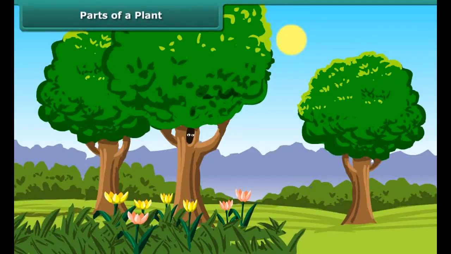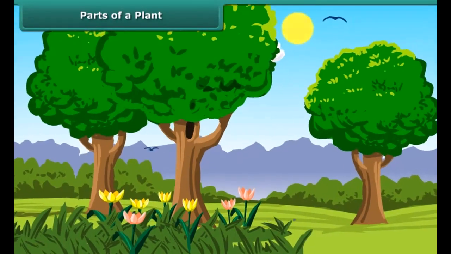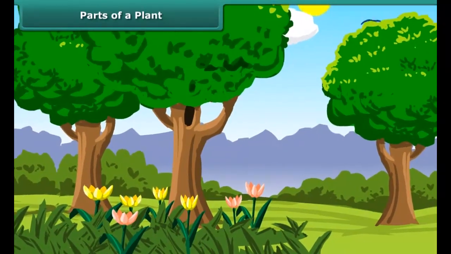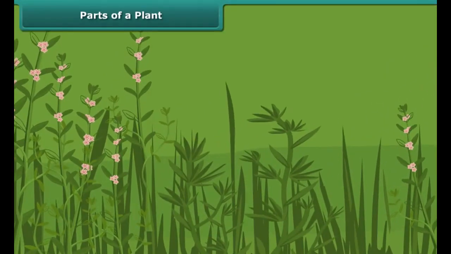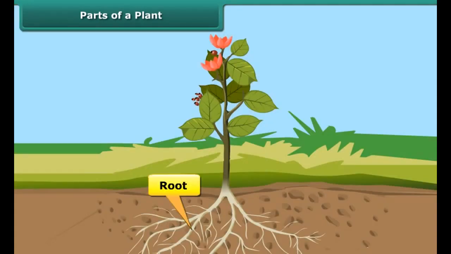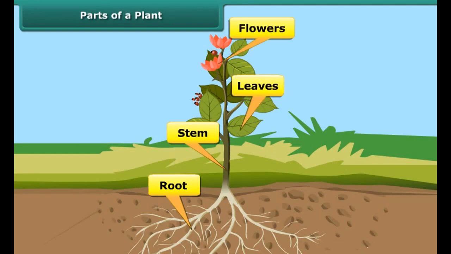Plants are living organisms that make life possible on Earth. Plants provide fruits, vegetables, flowers, wood, and medicines. Different parts of different plants are used by human beings and animals for their existence. A plant body has four main parts: root, stem, leaves, and flowers, with each part performing a specific function.